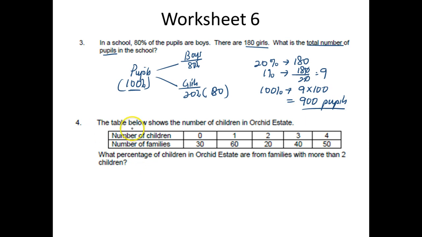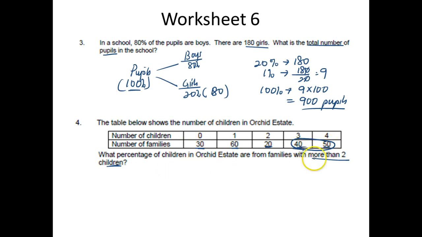Question 4. The table below shows the number of children in Orchid Estate. So this is a table. Number of families with 0 children is 30. 1 child is 60. 2 children is 20. 3 children is 40. 4 children is 50. What percentage of the children in the Orchid Estate are from families with more than 2 children? More than 2 children means we are looking at this, 3 and 4 children. So it's 40 and 50.